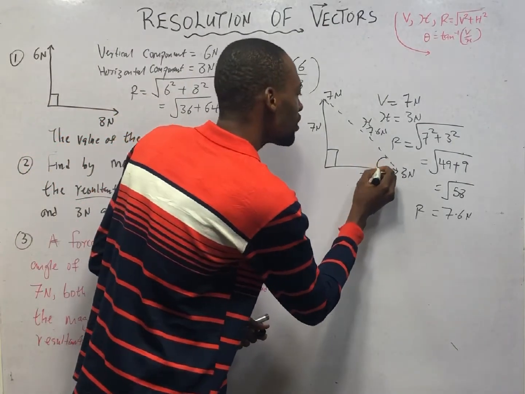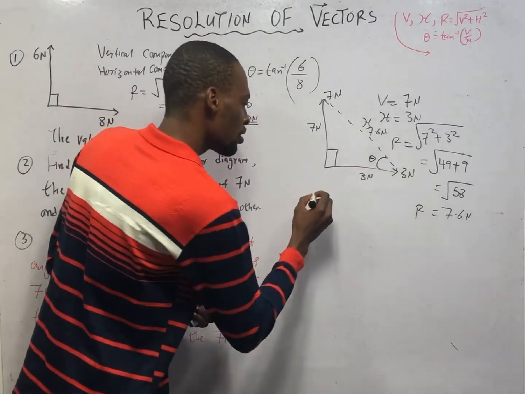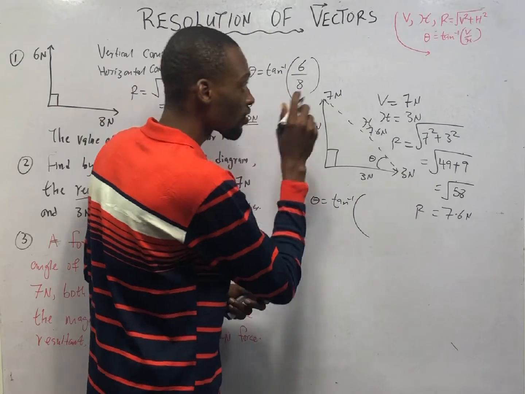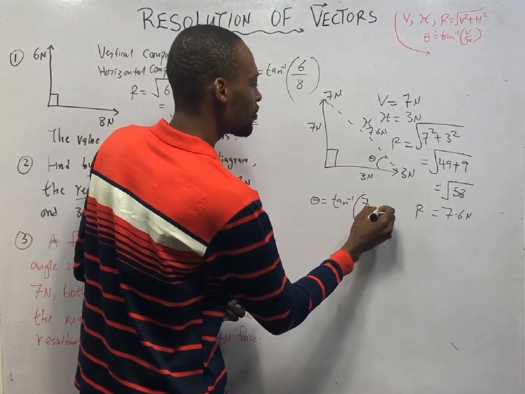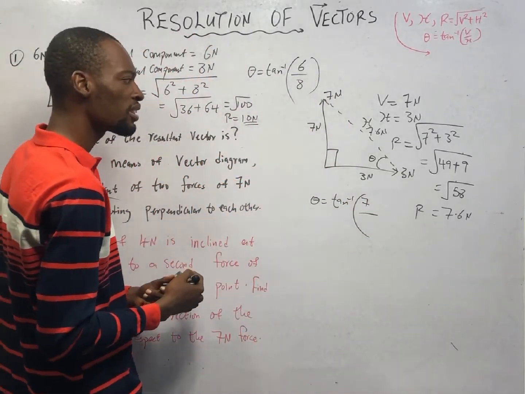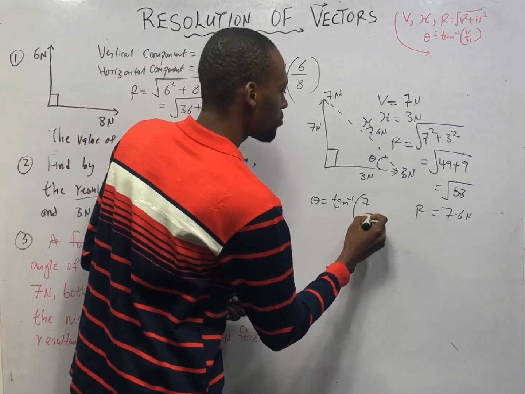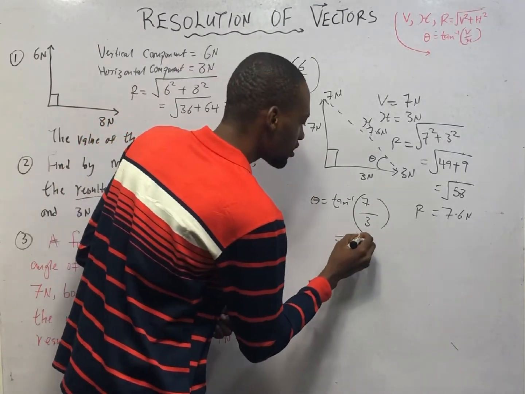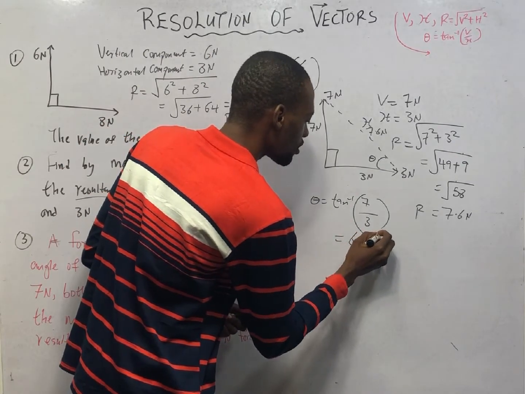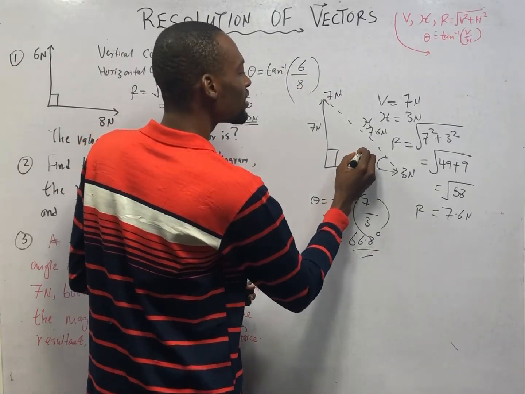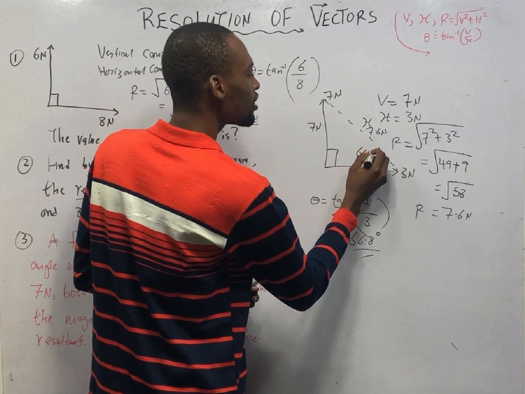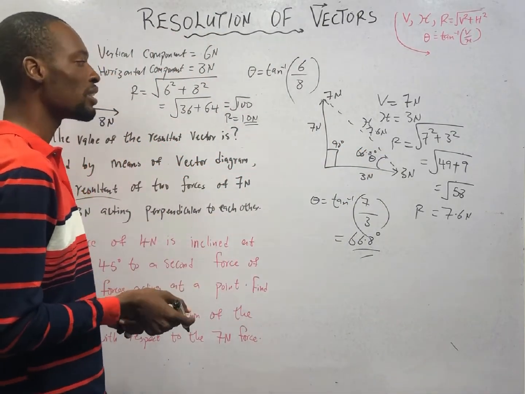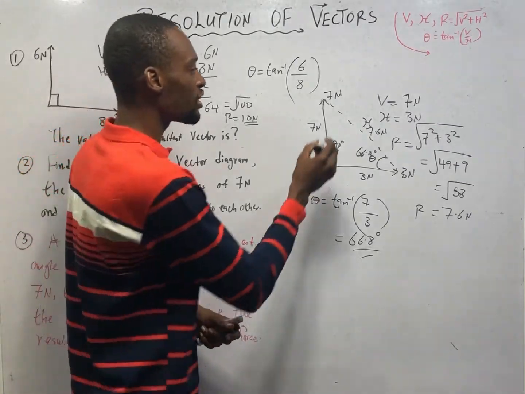Let's say we are to look for this angle, theta. Theta is equals tan inverse of vertical 7 over horizontal 3. So this will give you 66.8 degrees. So the angle here is 66.8 degrees. Here is 90 degrees already. A right angle is 90 degrees. Now what will here be?